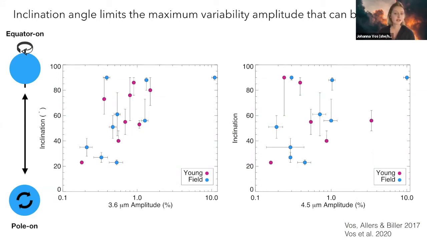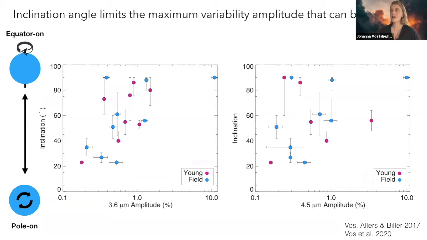This makes sense geometrically, because if we assume that clouds are located at the equator, rotating around the equator, then if we observe equator on, we'll measure the full variability amplitude, whereas if we're just looking down on the pole, we're not going to observe any variability because the clouds aren't rotating in and out of view. Variability studies have always assumed that there was going to be some inclination dependence, but it's really nice that we're starting to be able to show this empirically.